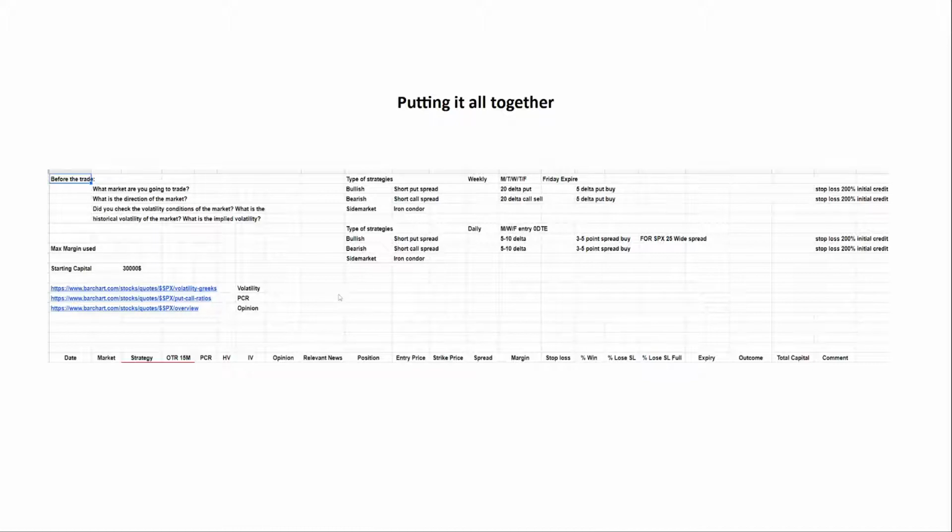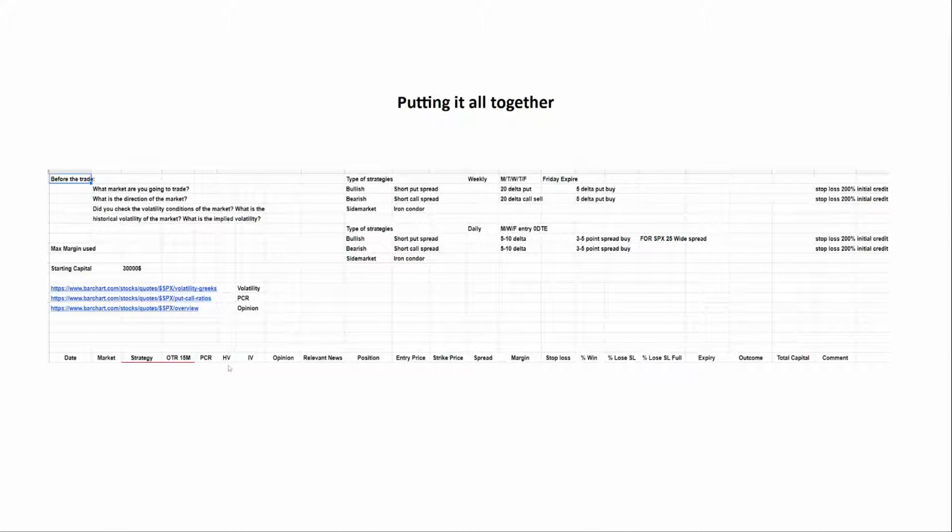Before I enter a trade, I'm going to take a look at the volatility, at the put call ratio, and a general opinion of all the other people regarding this asset. And once I have all of that, I'm going to put everything together: date, today, market, SPY, strategy, let's say for example a short put spread, the technical indicator which is telling me to go short as well.